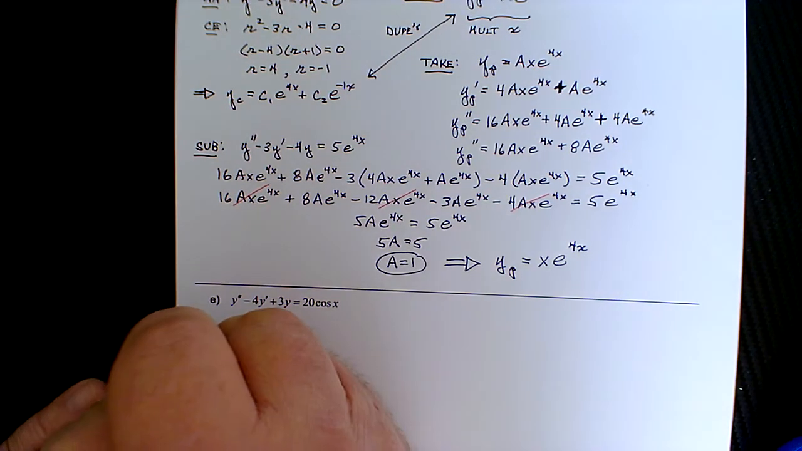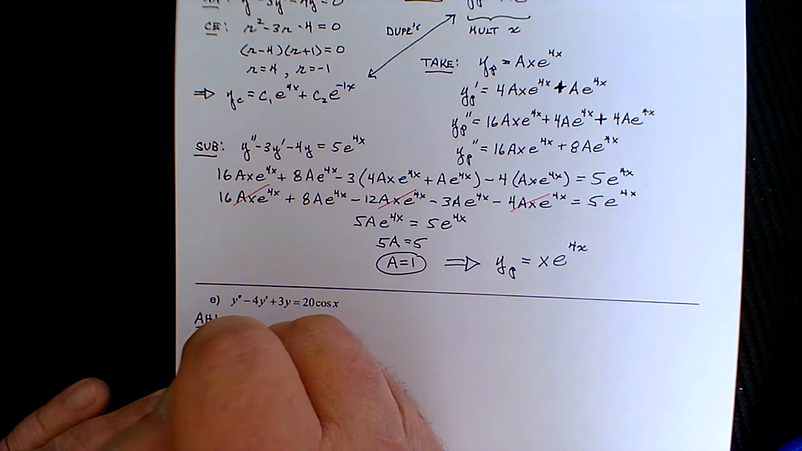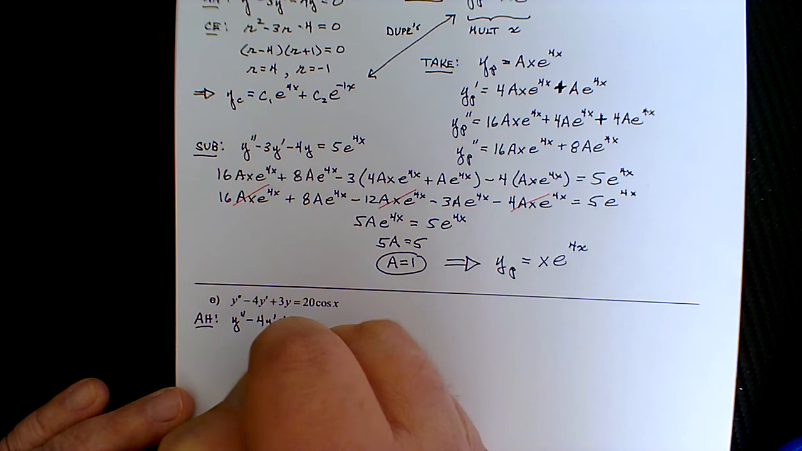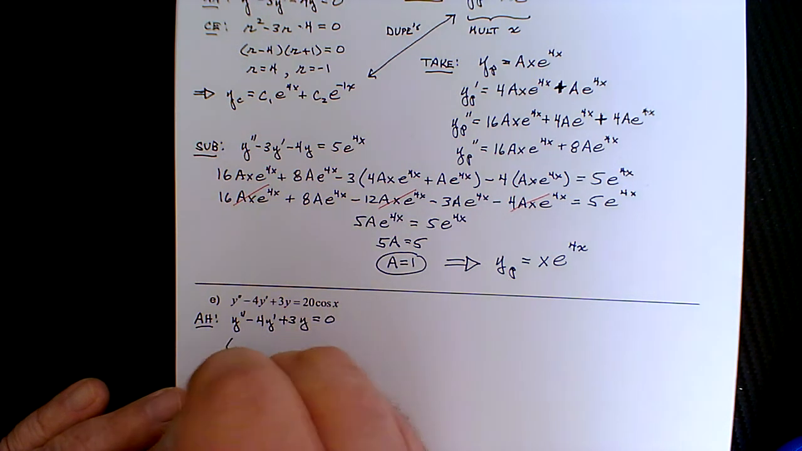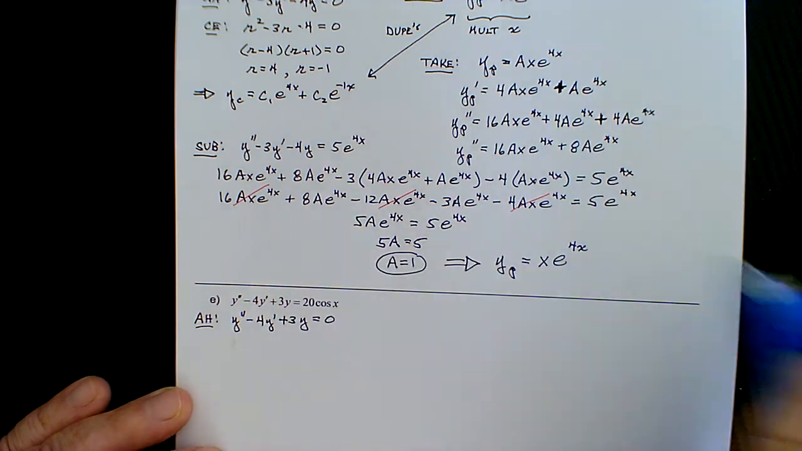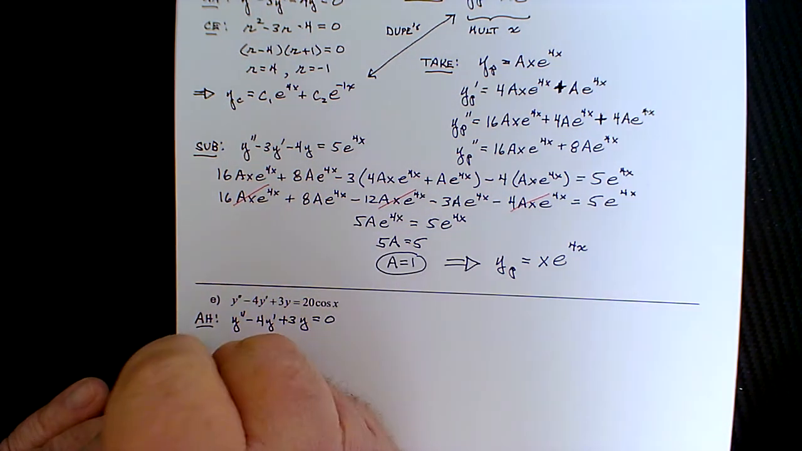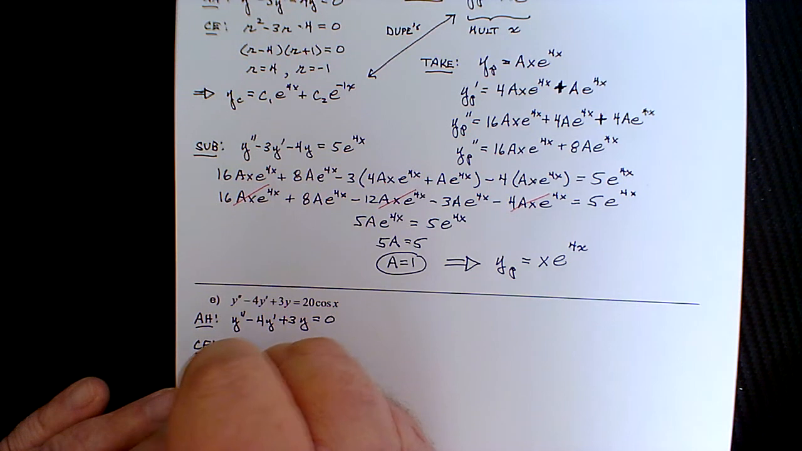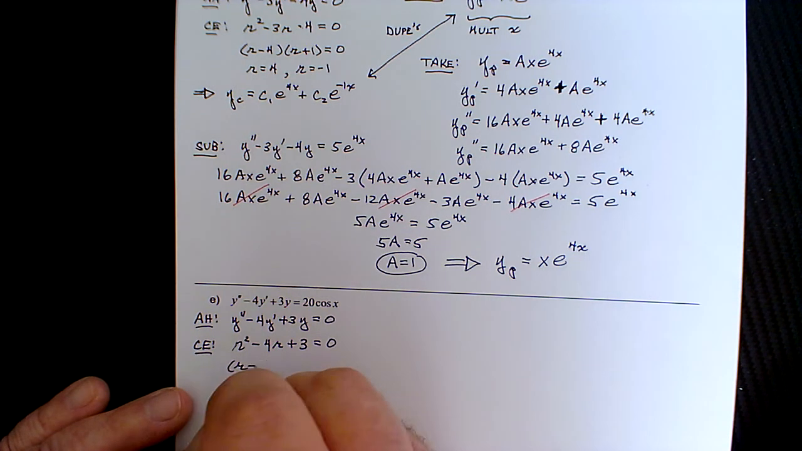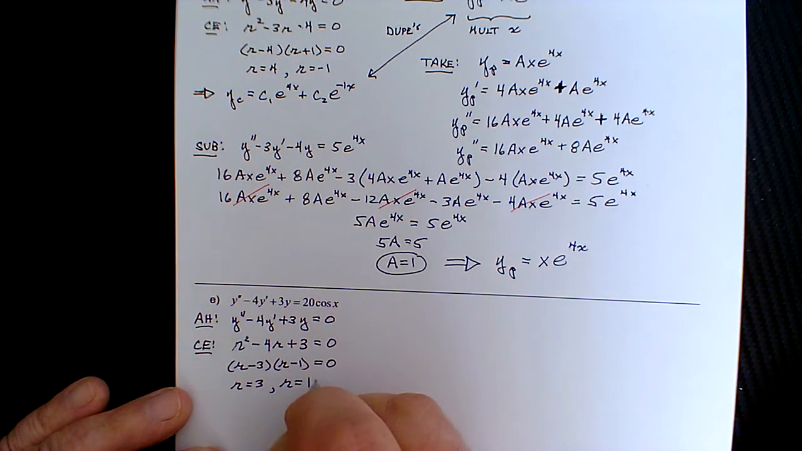Start the same way. Associated homogeneous, so set it to 0. Y double prime minus 4y prime plus 3y is 0. Characteristic equation next. R squared minus 4r plus 3 is 0. Okay, this factors neatly as r minus 3, r minus 1. So r is 3, r is 1.